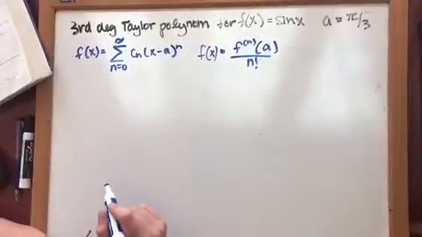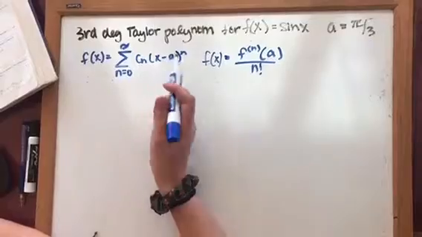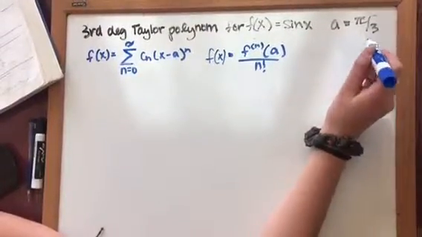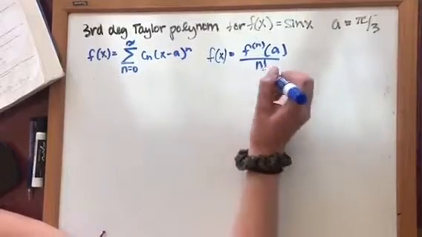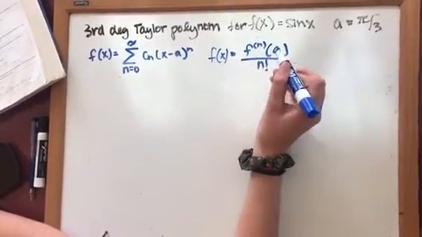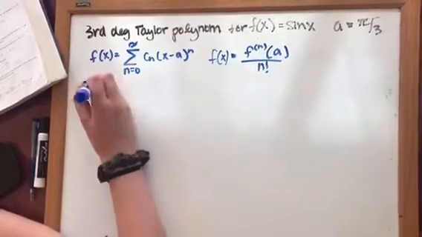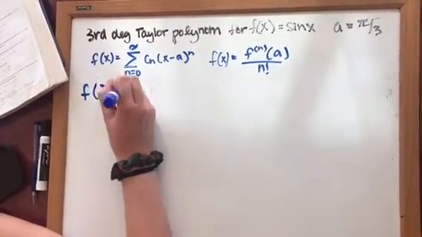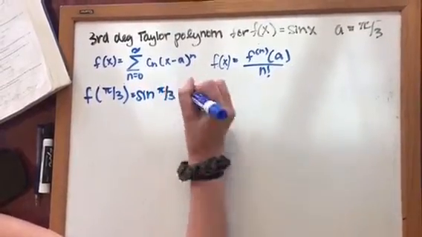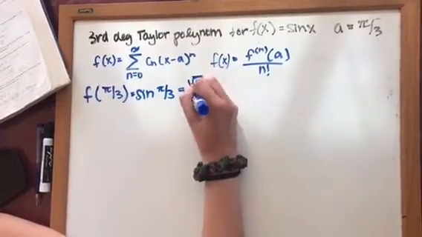The first part of this question asks us to find the third degree Taylor polynomial for f of x equals sine of x at a equals pi over 3. So in order to find this, we're going to have to derive the nth derivative at a. So the 0th derivative is just going to be f of pi over 3, and that's equal to sine of pi over 3, which is the same as square root of 3 over 2.